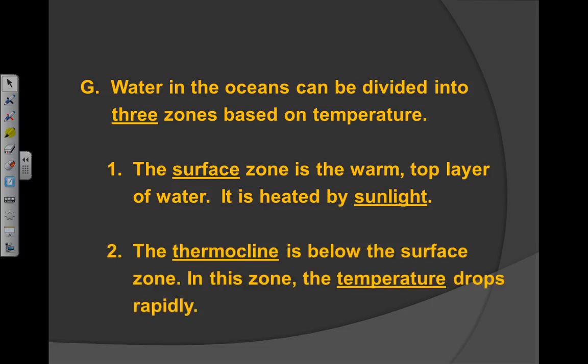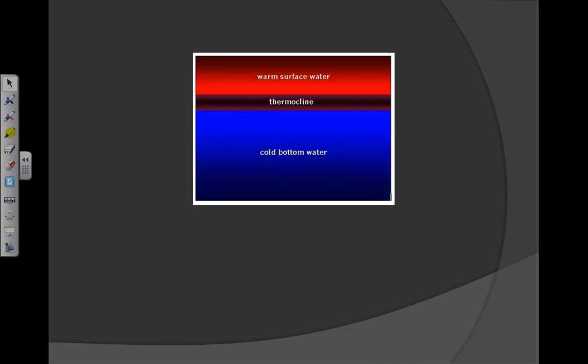Number 2, the thermocline is below the surface zone. In this zone, the temperature drops rapidly. So what happens is all of the heat energy gets used up at the surface. So once you get to a certain depth, the temperature starts to drop really, really fast. So if you look at this picture, here is the warm surface water, but when you get down to this area right here, at the bottom of the surface water, then all of the heat has been used up. And so in this area called the thermocline, you get a really, really fast drop in temperature.